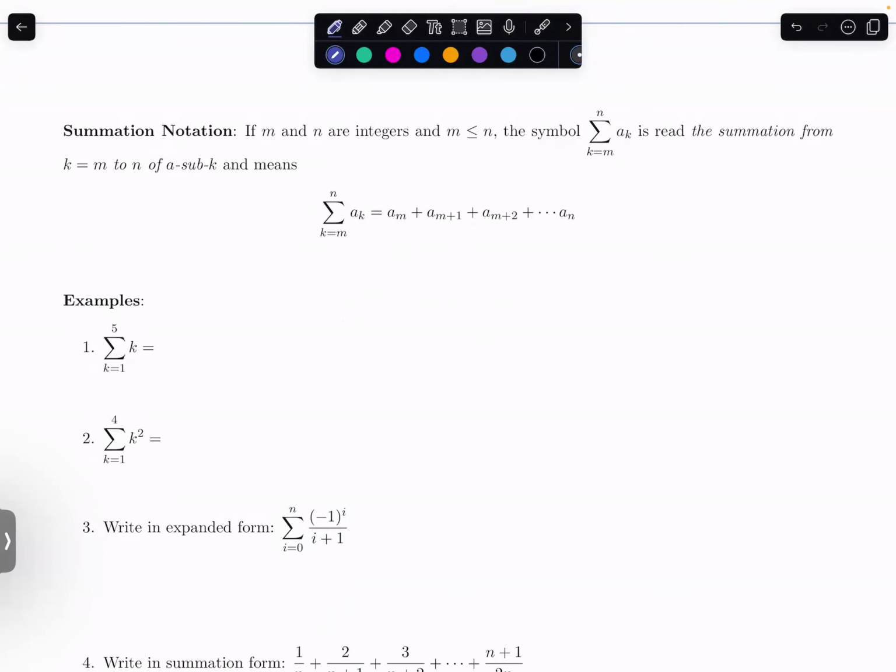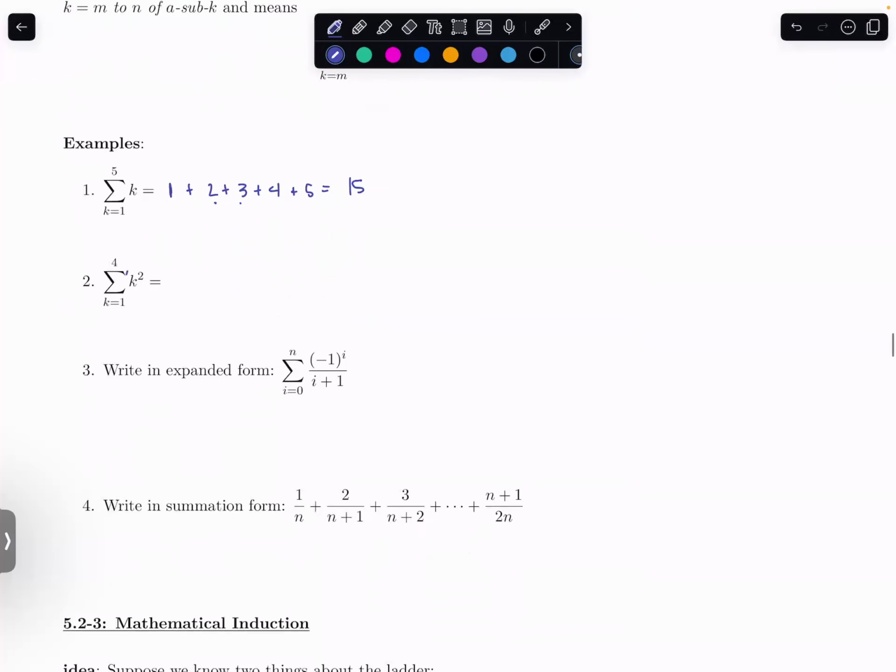Again, you have a starting index and an ending one, so you know which entries you're adding up. Here we're going to go from k equals 1 to 5, and we're going to add up the first, second, third, fourth, and fifth entries in this sequence. The sequence is just k here, so it's just the number itself. So you have 1 plus 2 plus 3 plus 4 plus 5, and that is 15.